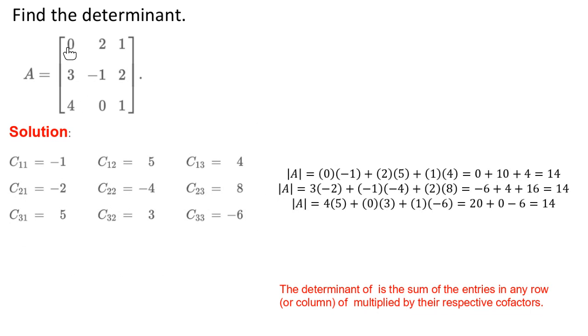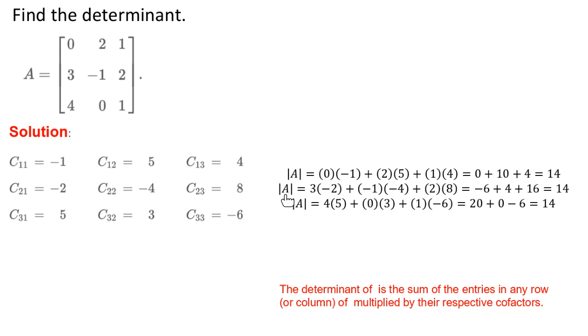So I'm going to take, let's say, this row here. Okay, so we have 0 times the cofactor of -1, plus 2 times my cofactor of 5, and 1 times my cofactor of 4. If I add them all together, I get 14.